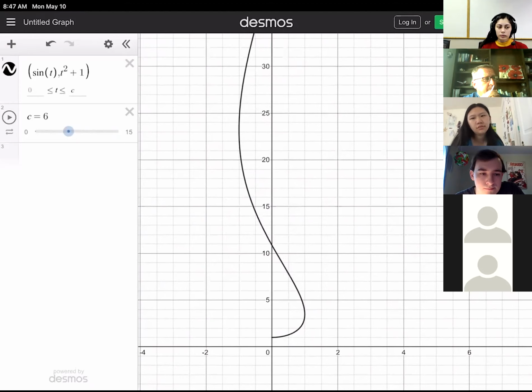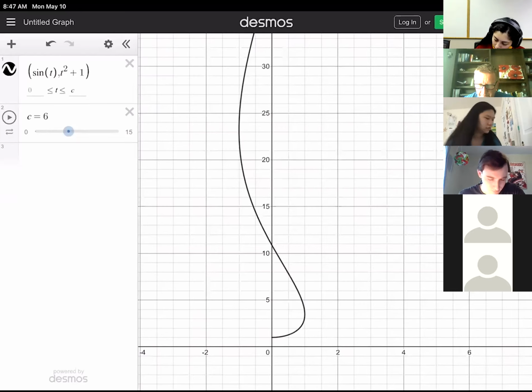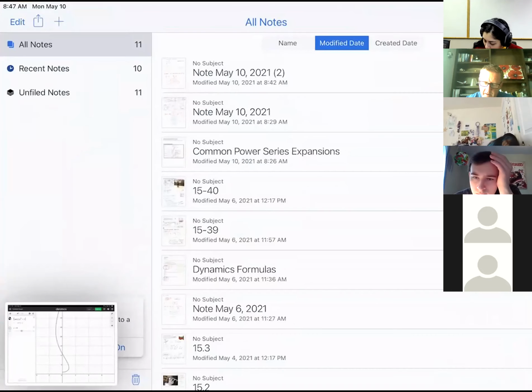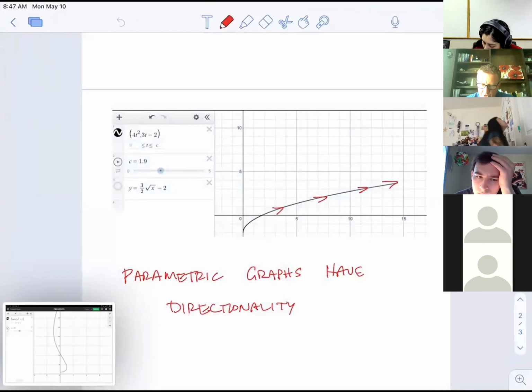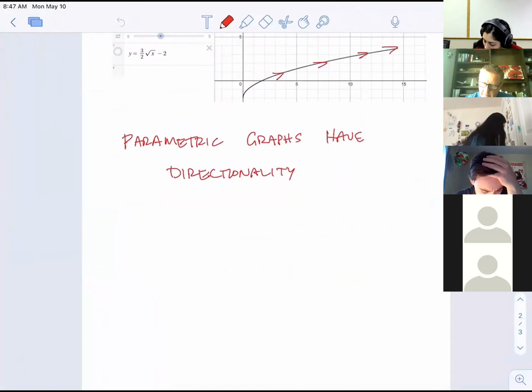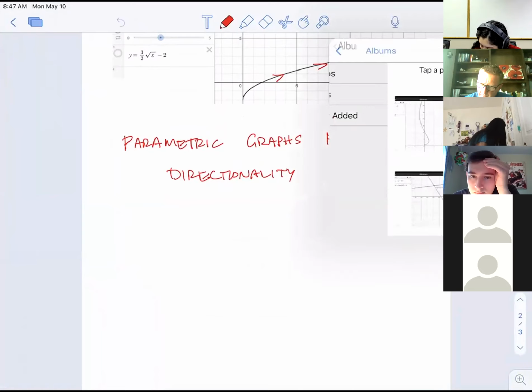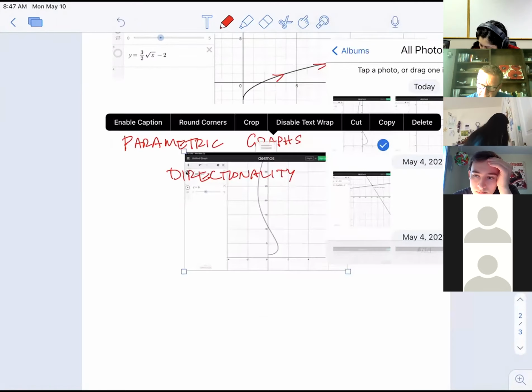Well, let's tackle some of that right now. There's nothing wrong with this graph. I like it. Let's just stick with it for a second. While I'm copying this into the notes, I want you to think: how would we figure out the slope? How are we going to take a derivative in this world? How might that work?